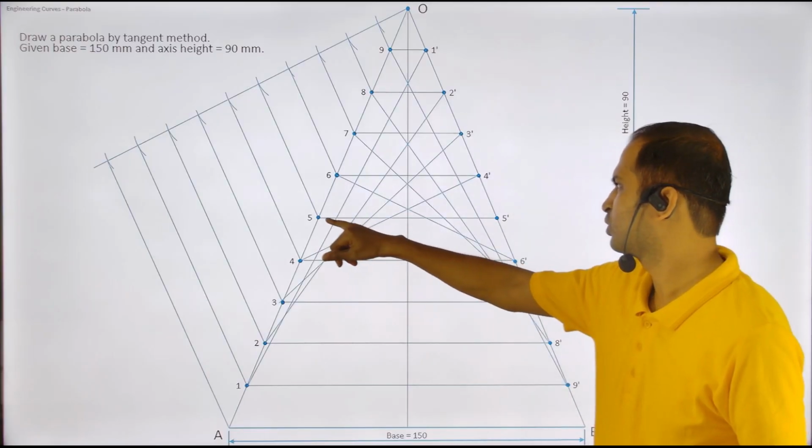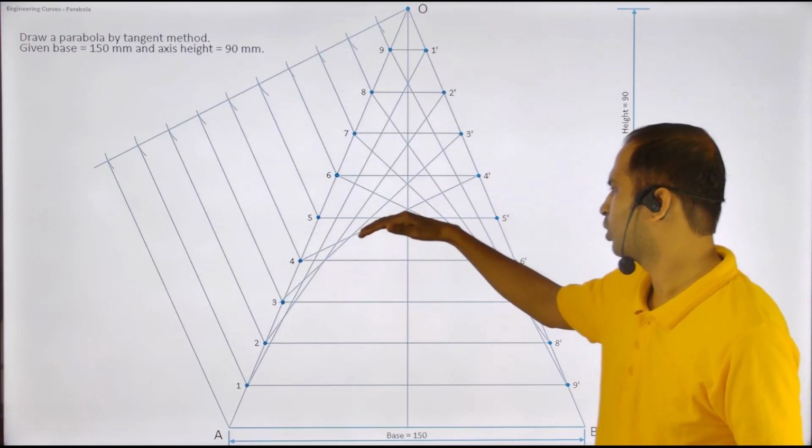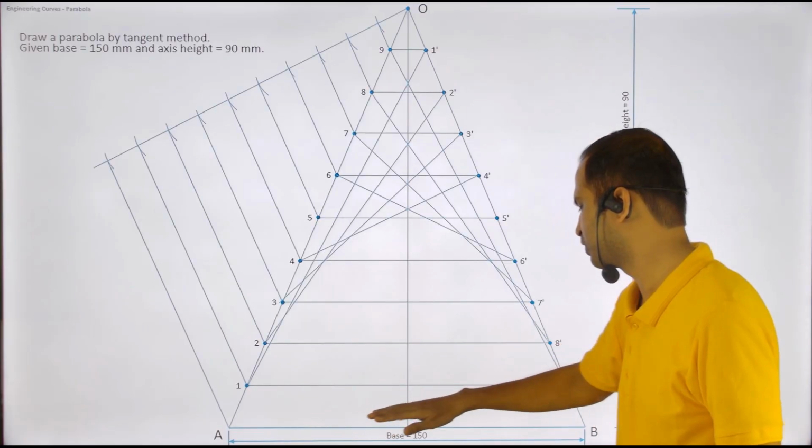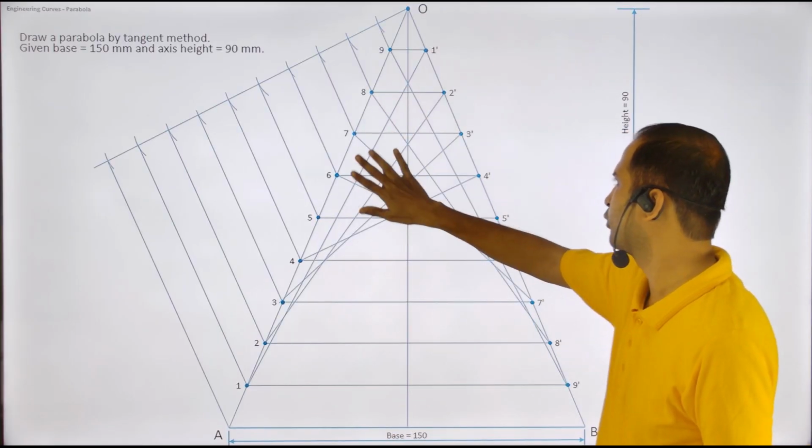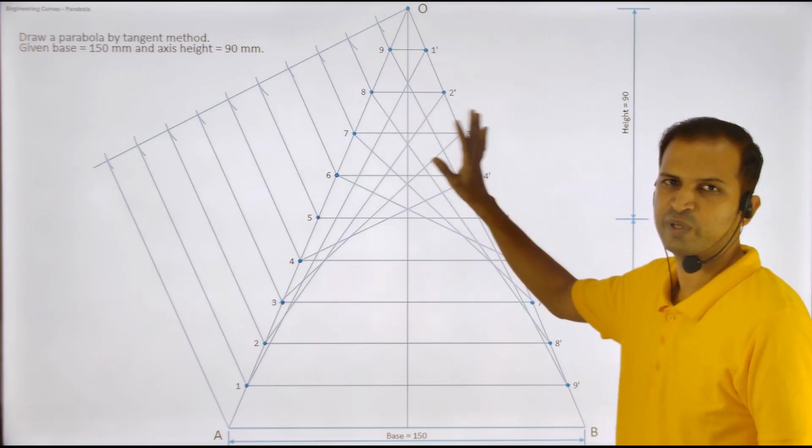Okay. This is the middle point. So below this, you'll have all the empty spaces. And above this, there will be a mesh of lines which will be coming.